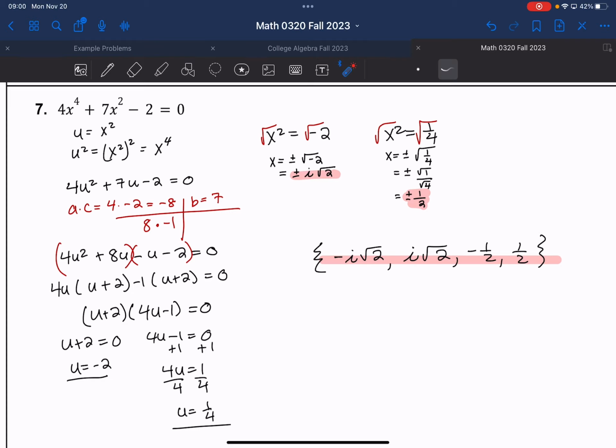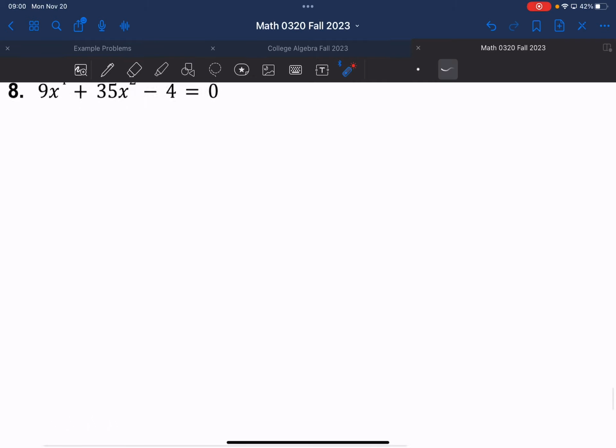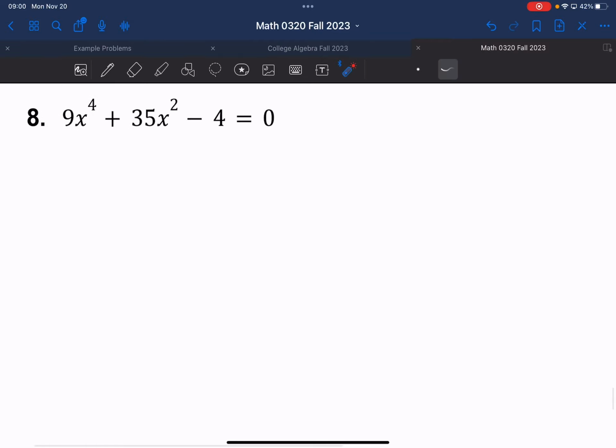Okay, go ahead and take a moment and set up number 8. So I just want you to identify what your u value is and identify what your u squared value is and write that equation. I'll give you about 30 seconds to do that. Remember, we're just setting up our equation, we're not solving.